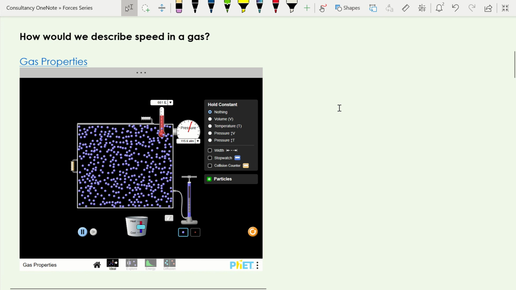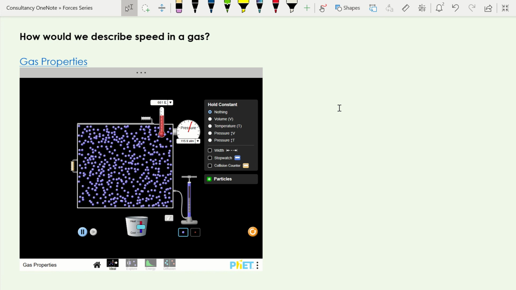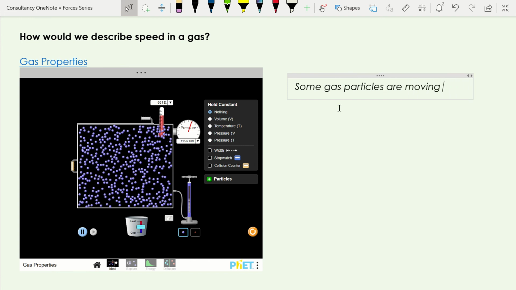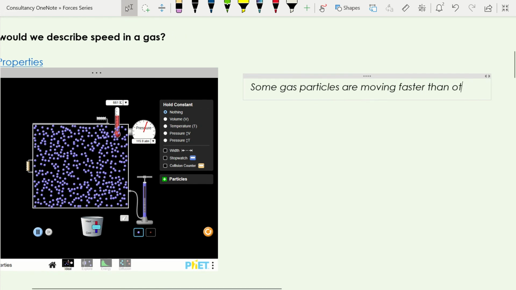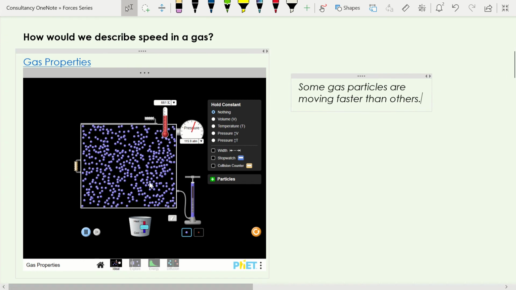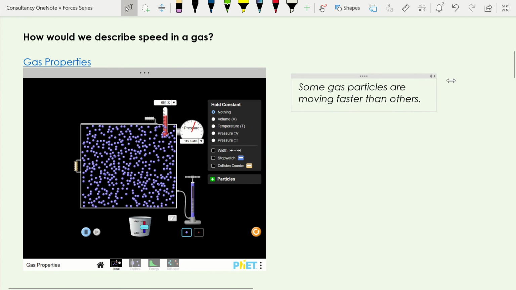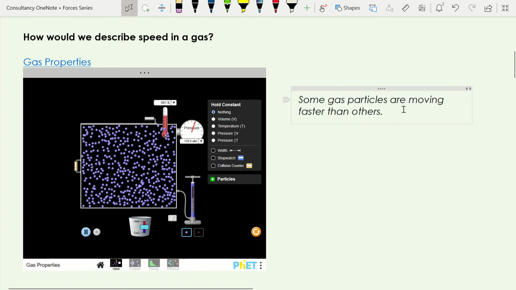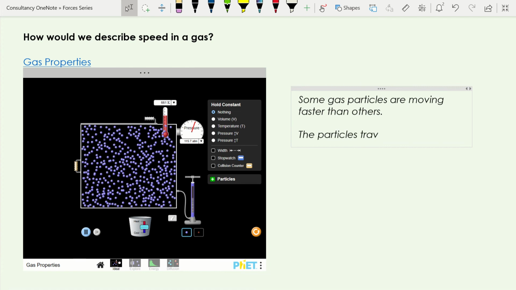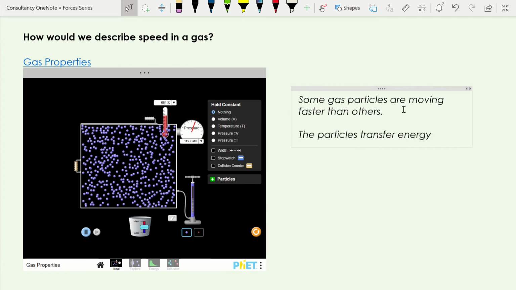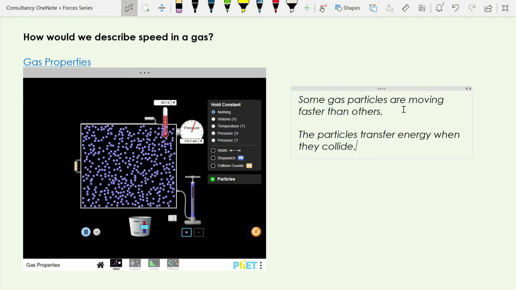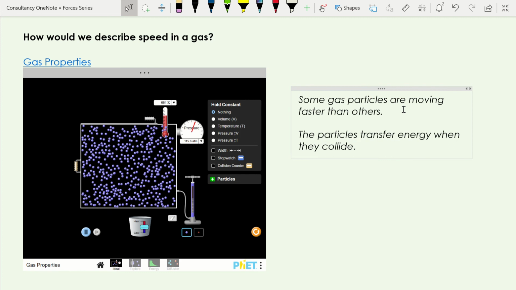So if you observe this closely, what you'll notice is that some gas particles are moving faster than others. Okay, so although we have all of these particles reasonably fast moving, you will be able to find some slow moving ones from time to time, but we've got a range of different speeds going on there. So the particles transfer energy when they collide. You can see that one might be going quite fast, it will then hit one, and then it will be going slowly, so it's clearly transferring some energy away.